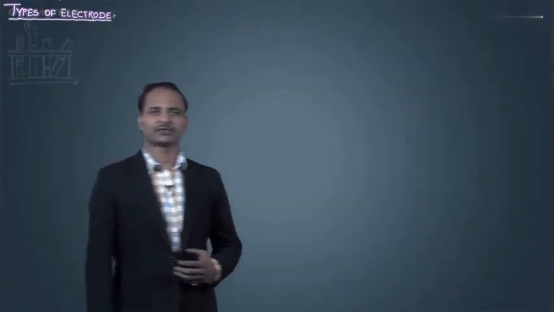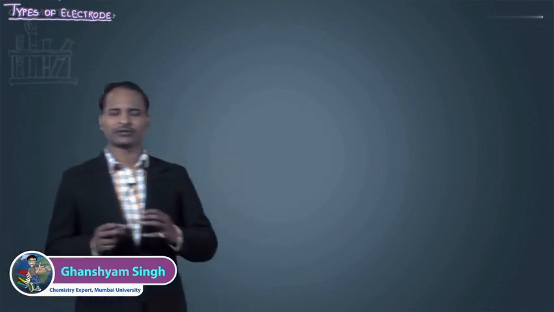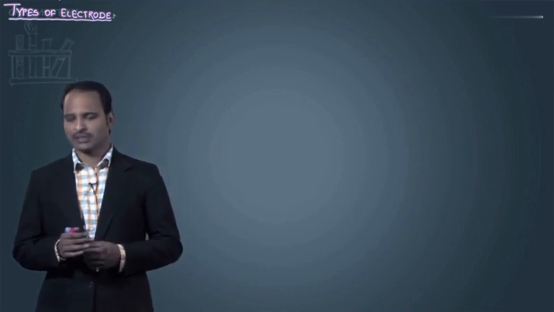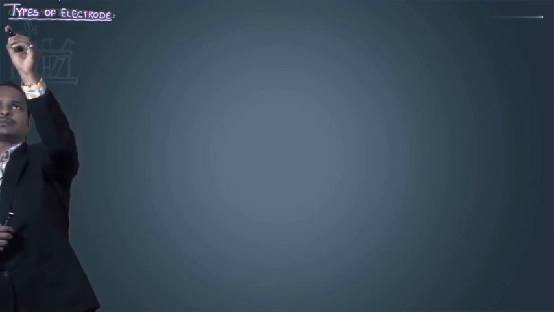Next we have the types of electrode. Here we are going to learn the different types of electrode, and these electrodes are classified on the basis of how they are kept, how they are arranged, or how they work during the electrogenesis, I can say. So here the first type of electrode which we have is a metal ion electrode.